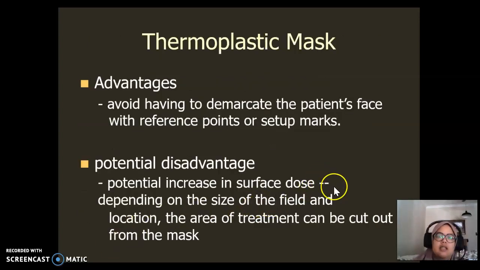Okay. This is very common, the BDS, or thermoplastic. One of the advantages is that you don't have to draw on the patient's face directly for the reference point or setup mark, because you can draw on the BDS. But the main concern is that there will be an increase in surface dose because you are increasing the thickness of the radiation pathway. But it will depend on the field size and also the location, because for some treatments, the area of the treatment can be cut out from the mask so that you reduce the patient separation.